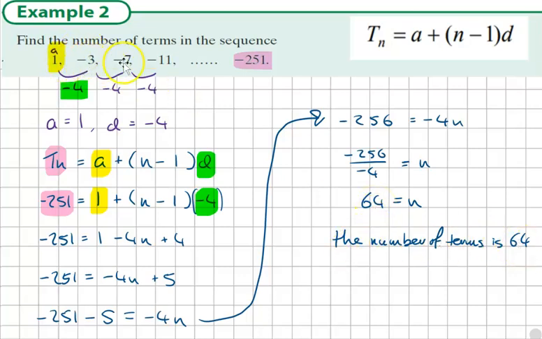So if we were to write out all these numbers and we keep minusing 4 each time, up as far as we get to minus 251, we would have written out 64 terms. And it makes sense that n should be a positive whole number because it's an amount of something.